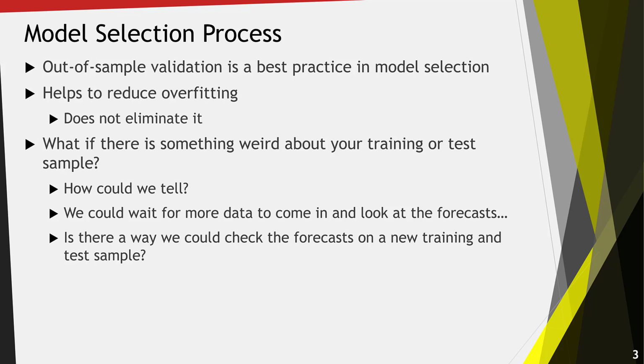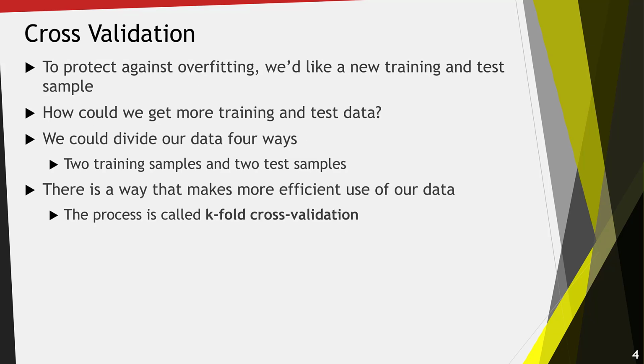Well, you could wait for more data to come in after you train models and look at the forecasts and see how well they do. But is there a way that you could check the forecasts from a model using new training and test data without waiting for new data to come in? And very broadly, to protect against overfitting, we'd always like to have additional training and test data. But the problem is, how are we going to be able to get more training and test data?